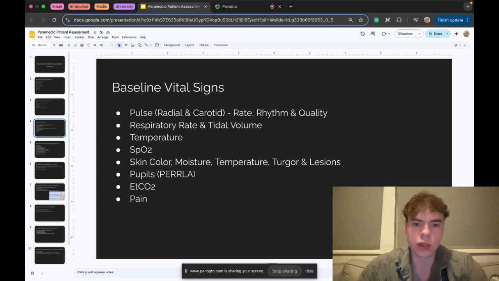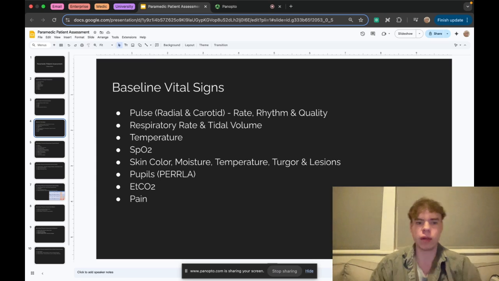And then obviously you can measure their respiratory rate and their tidal volume. So respiratory rate is just how many breaths they're breathing per minute. So that can be measured by just counting their chest rise and fall, so just seeing how many breaths they're doing per minute. And tidal volume, so are they getting adequate oxygen? So I mean, that'll tell you a lot about how they're breathing.